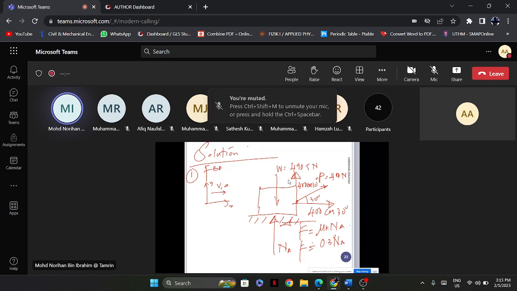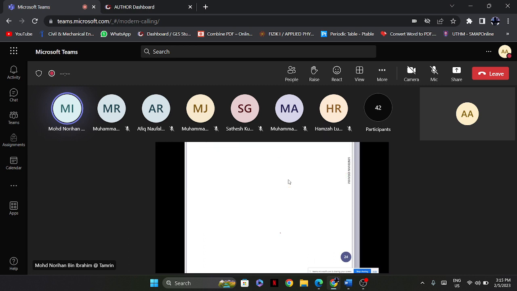So the next step is once you draw the free body diagram showing all forces which act on the particle or this physical body. The next step is applying the equations of motions.